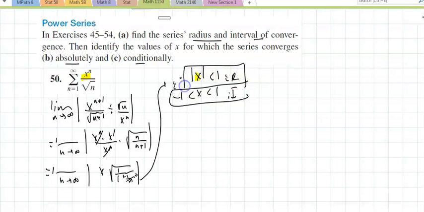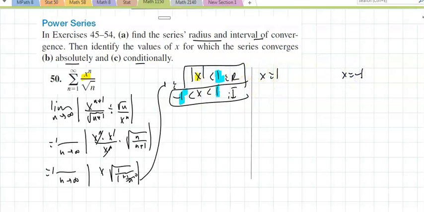Now, since this is not geometric. If it was geometric, I would have been done here because it would be absolutely convergent. But since we use the ratio test, we have to check. I have to check at the limit equaling 1. So if I get 1 and negative 1, what happens?